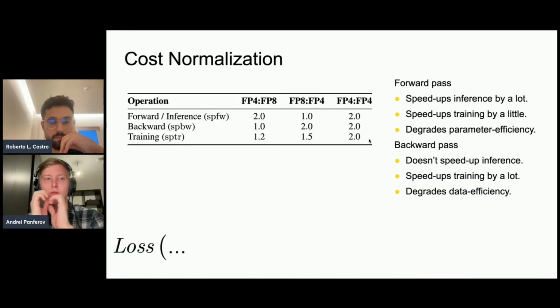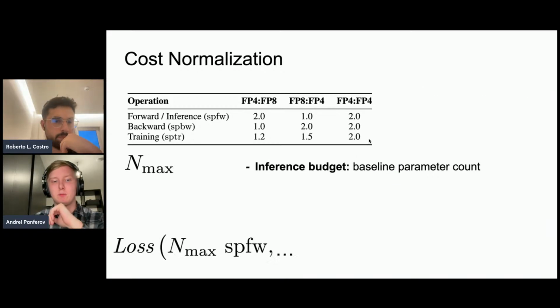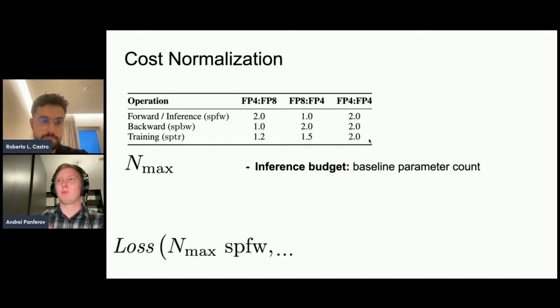Let's try to formulate this idea about a cost. Let us pick some baseline precision. For a baseline precision, under fixed precision, a way to characterize the inference cost would be the parameter count of the model, because naturally both the compute for a forward pass, meaning for inference, and the memory movement for a forward pass for inference are proportional to the parameter count.